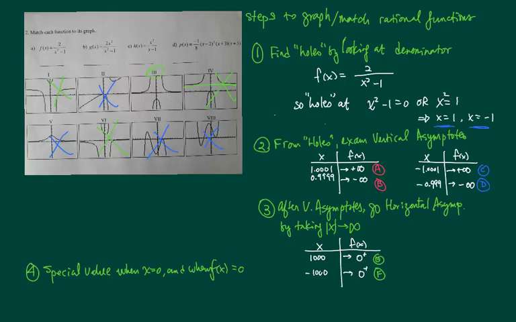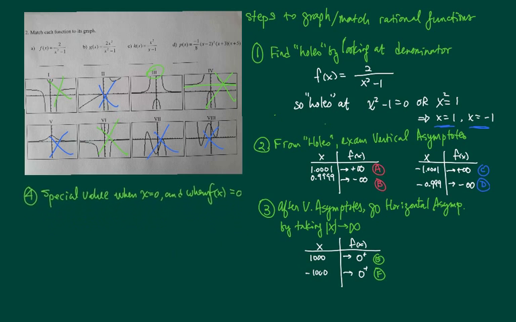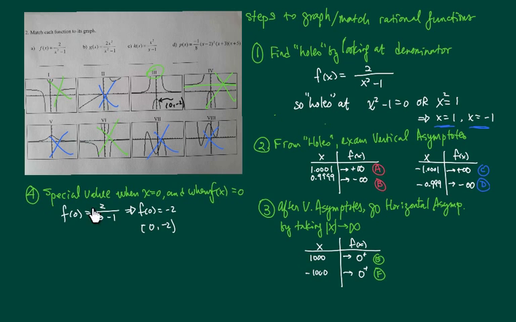So step number 4, we'll just verify that graph number 3 is the correct one. Here, in the last step, our function does not cross the x-axis because it keeps approaching 0 but never gets to 0. And when x equals 0, substituting in there, you see that the function takes the value minus 2. So (0, minus 2) is a point on the curve. Therefore, for the first graph, number 3 is the curve.